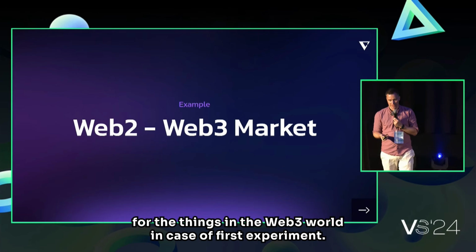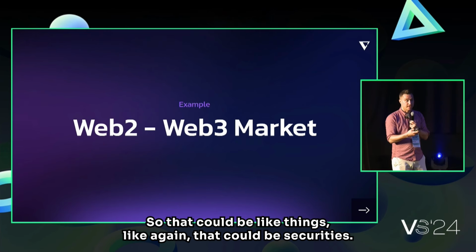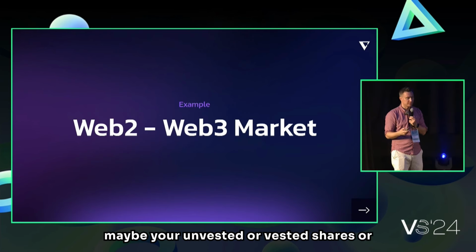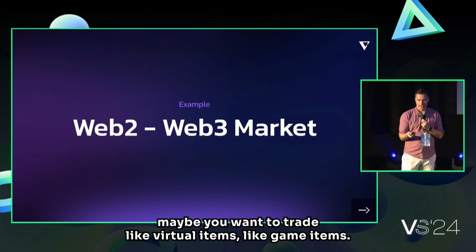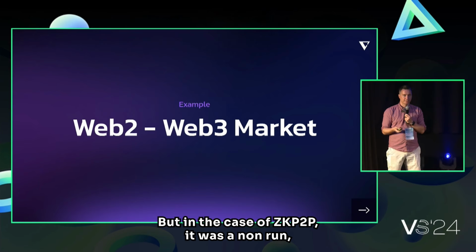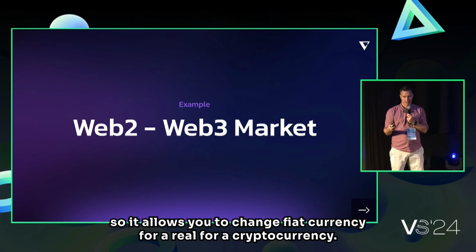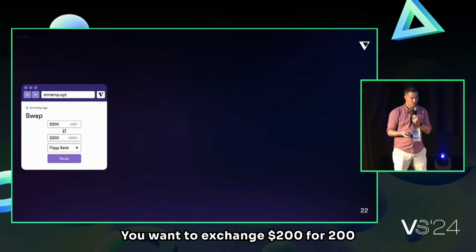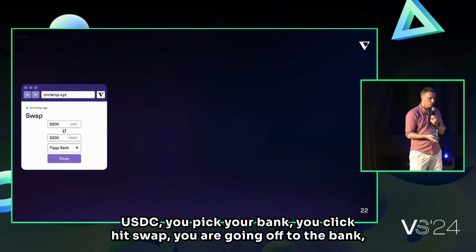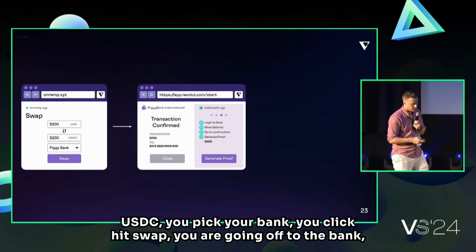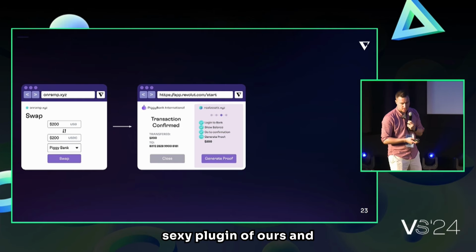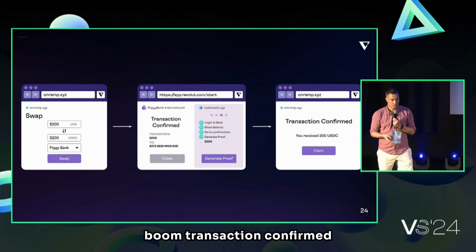In case of first experiments, that could be things like securities. Maybe you want to trade your shares in the company, maybe your unvested or vested shares, or maybe you want to trade virtual items, like game items. But in case of ZK-P2P, it was an on-ramp, so it allows you to change fiat currency for cryptocurrency. And again, it's very similar. You want to exchange $200 for 200 USDC. You pick your bank. You hit swap. You go off to the bank, generate a proof using this sexy plugin of ours, and boom, transaction confirmed, and you receive 200 USDC. And you can claim it.